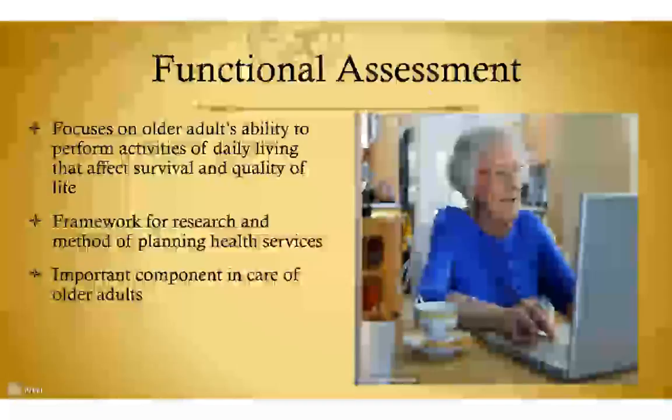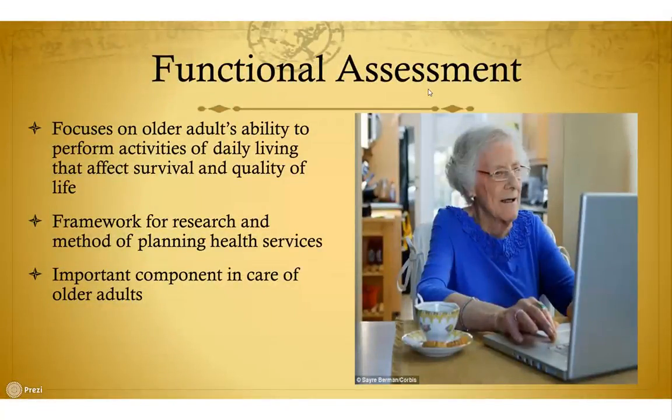So what does our patient look like? How do they function? And what works for them and what doesn't? So functional assessment focuses on the older adult's ability to perform activities of daily living. So activities of daily living are getting dressed, bathing, combing your hair, going to the bathroom, ambulating, and those activities can affect survival and quality of life. If I can't do those activities of daily living by myself or independently, I'm going to need someone else to come in and assist. And typically that decreases quality of life for individuals.